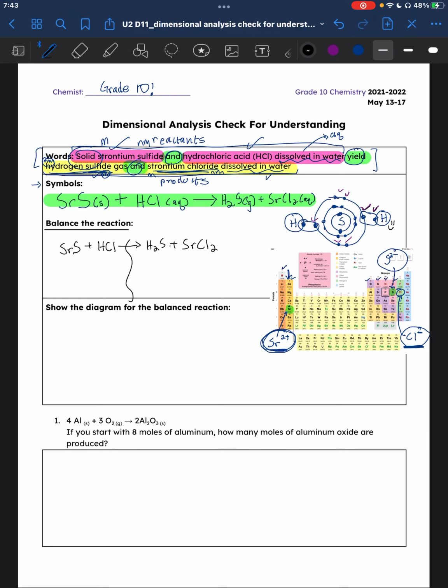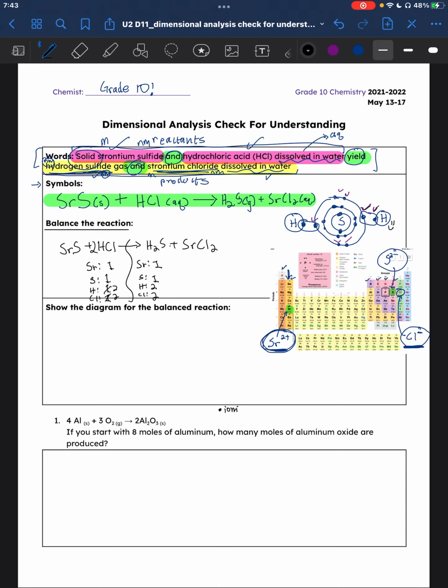All right, set up my atom inventory. Sr, S, H, Cl on each side. I'm starting with 1 of all of these, then 1, 1, 2, 2. And I see that if I just add a coefficient of 2 in front of my HCl, I am balanced. All right, so I then need to show the diagram.